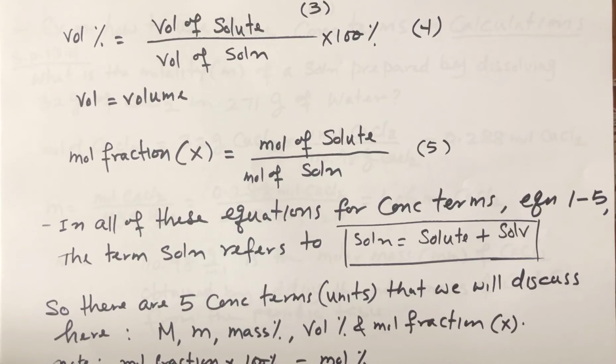Another concentration term that we're going to define here is called volume percent, which is defined similarly to the mass percent. Instead of taking the ratio of masses, now we're taking the ratio of the volumes of solute and solution respectively. So volume percent is the volume of solute divided by the volume of the solution times 100%. And I'm writing VOL for volume.